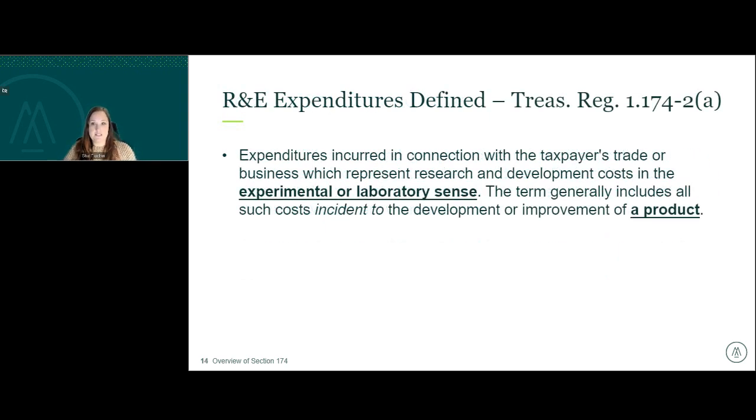This is the first definition of what R&D expenses are. Really anything that is in development in the experimental or laboratory sense. And it says it includes all costs incident to the development or improvement of a product. And so, it's very broad. Again, it doesn't give a lot of guidance on where it starts or ends, and it is highly subjective. If you've played with the R&D credit, you know that that's also subjective. It's a theme with both of these code sections, that it leaves a lot open to interpretation.